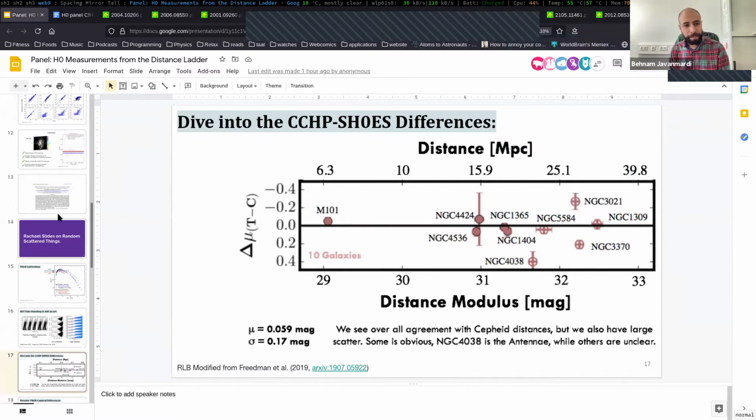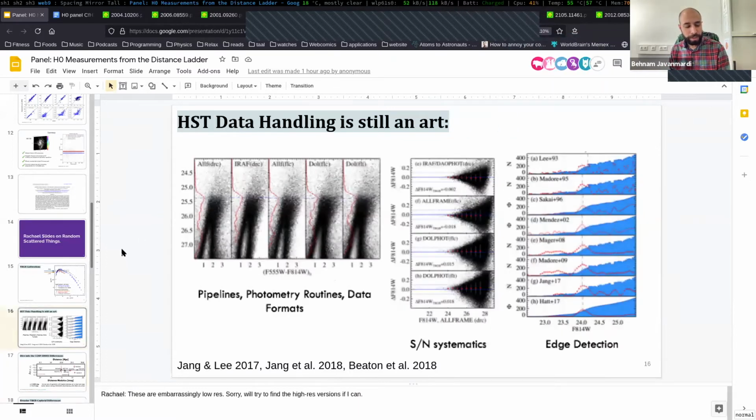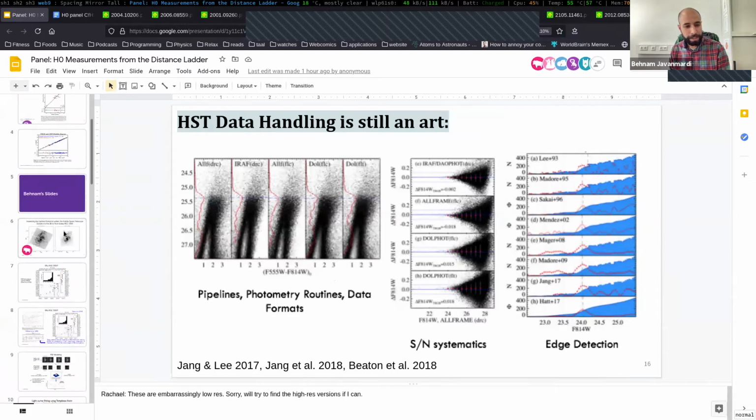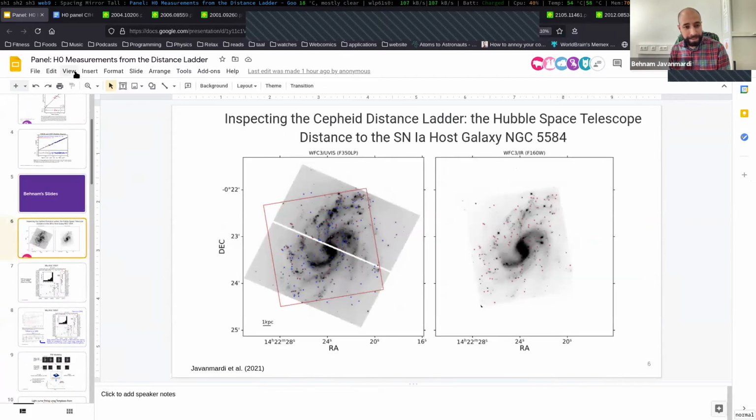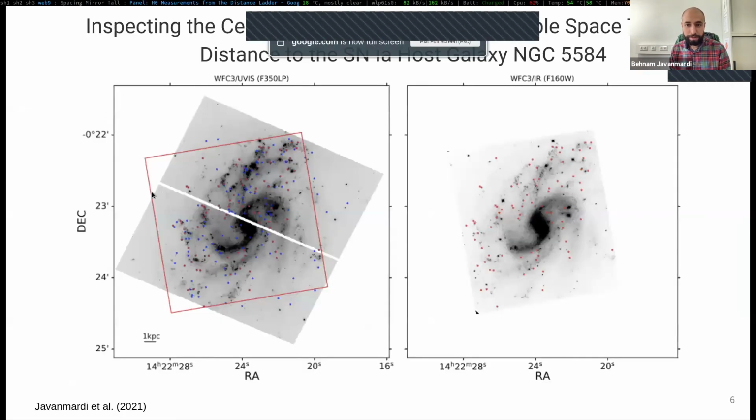So in our work, we wanted to, as independently as possible, do the reanalysis of the data used by the SHOES project in as different a way as we could.